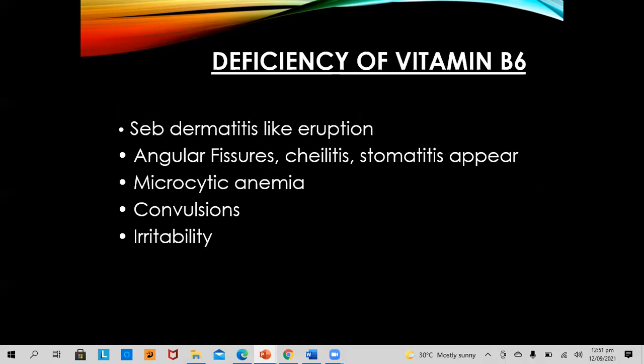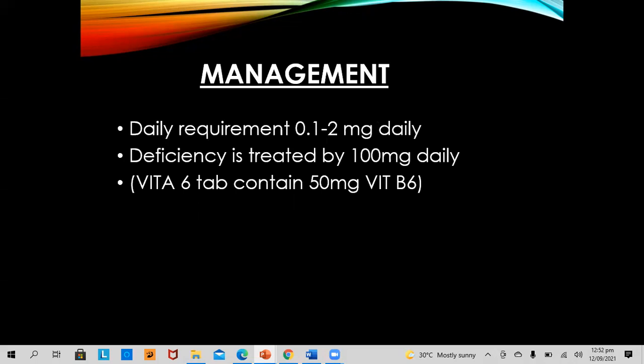Deficiency of vitamin B6, like pantothenic acid, results in seborrheic dermatitis-like eruption, and angular fissures, cheilitis, and stomatitis. It also causes microcytic anemia, convulsions, and irritability. Management: the daily requirement is 0.1 to 2 milligrams. Deficiency is treated by 100 milligrams daily. And the vitamin B6 tablet available in the market, which we give with anti-TB treatment, contains 50 milligrams of vitamin B6.